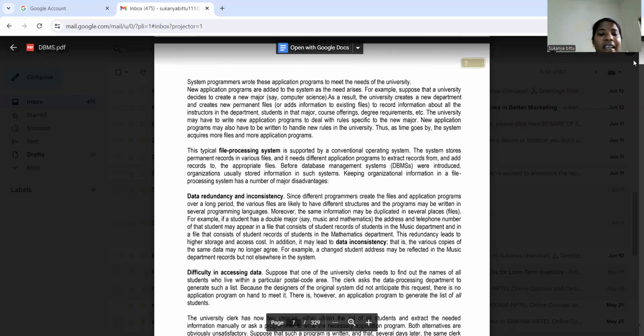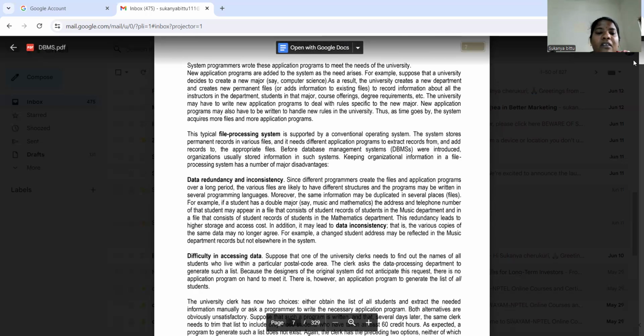Next, data redundancy and inconsistency. Since different programmers create the files and application programs over a long period, the various files are likely to have different structures, and the programs may be written in several programming languages. Moreover, the same information may be duplicated in several places, meaning files. A student may appear in a file of student records in the music department and in a file of student records in the mathematics department.